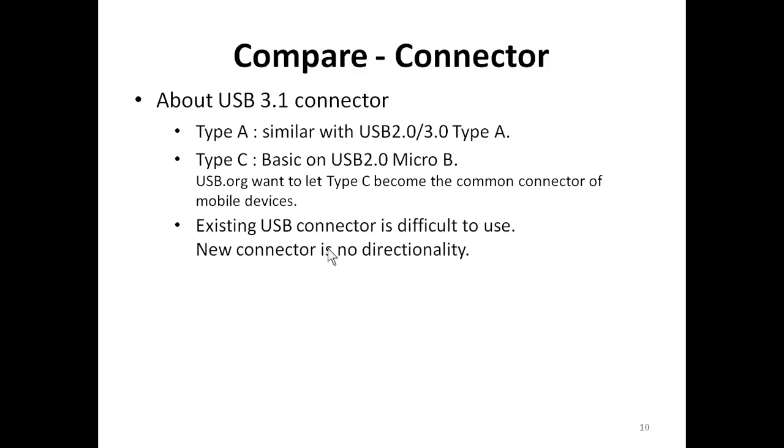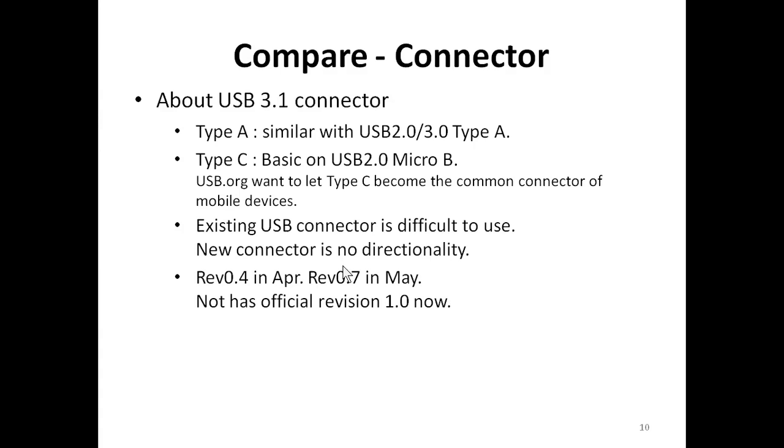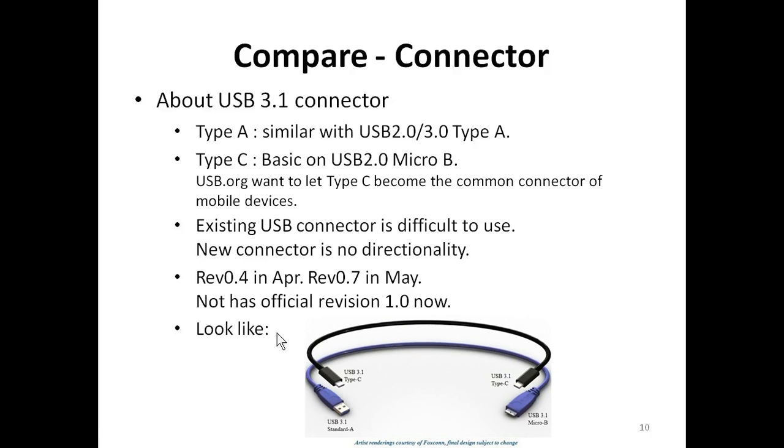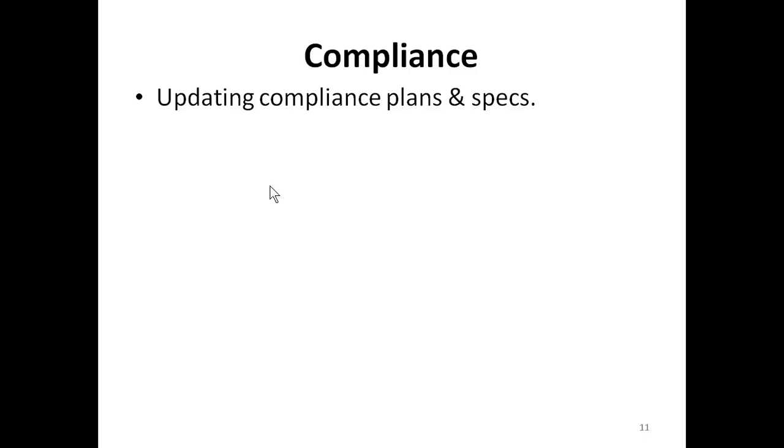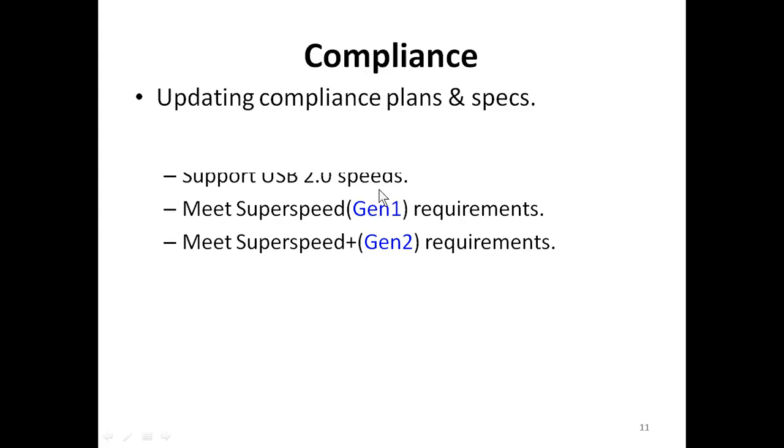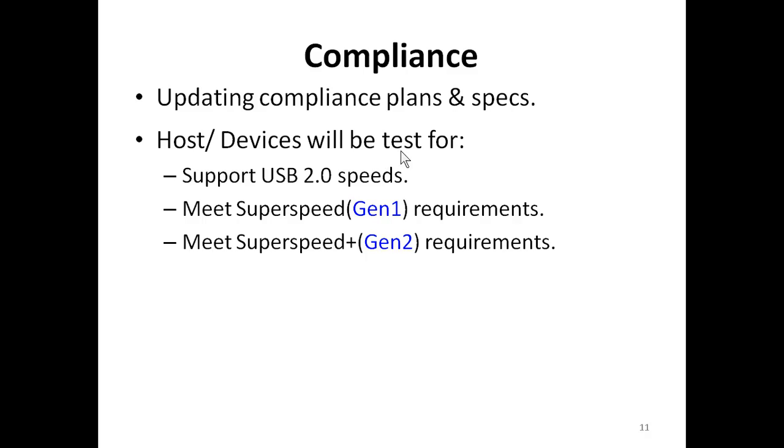The existing USB connector is difficult to use. The new connector has no directionality. The revision was from 0.4 to 0.7, and it has not been officially revised. It looks like this, type C. You see, this is the standard 3.1, and this is the micro connector.